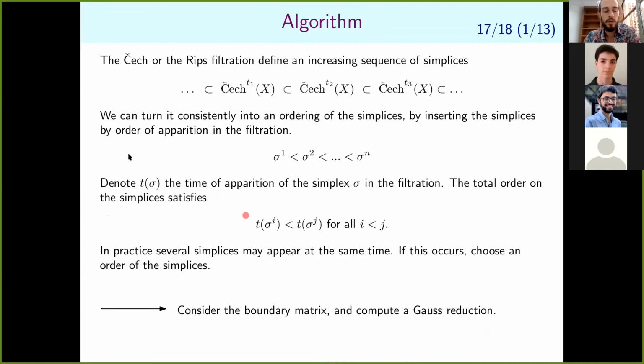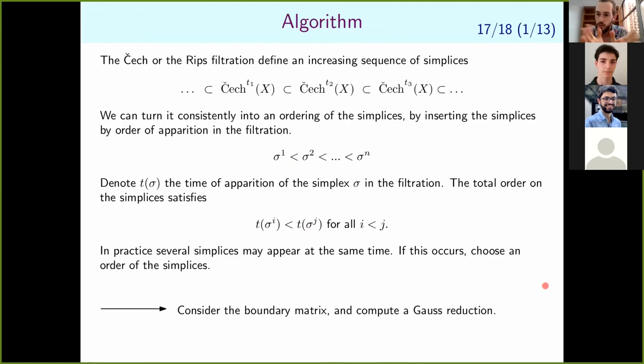So at the end, you will obtain an order of the simplices such that if sigma i is lower than sigma j, then the apparition time of sigma i will be lower or equal to the apparition time of sigma j. Okay. So I have my increasing Čech complex.